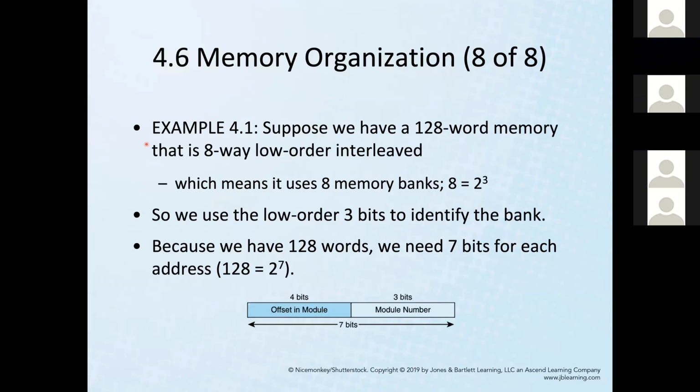And here is one other example on memory interleaving. Let's see what it says. It says that suppose we have 128-word memory. What does it mean? It means that the memory is 128 times 16.